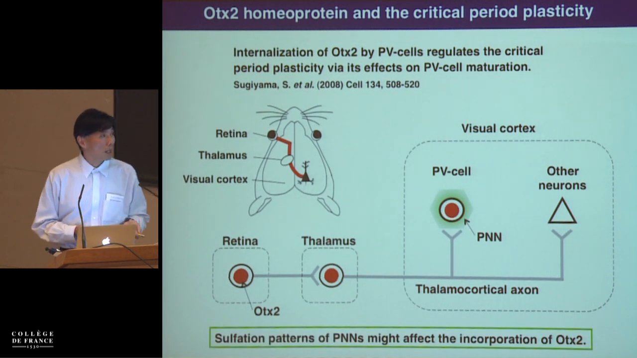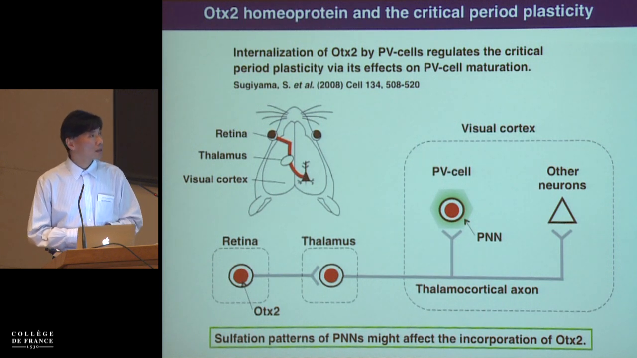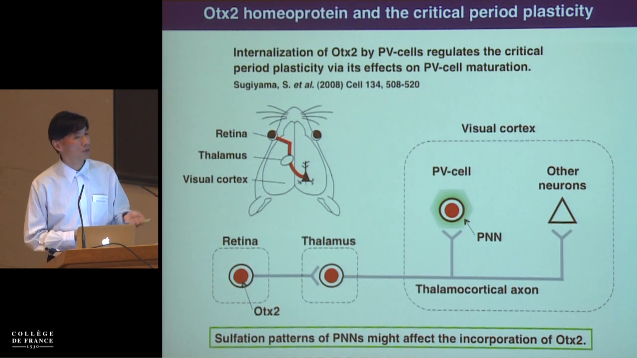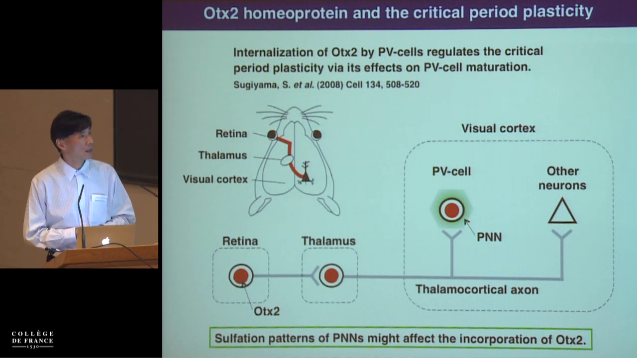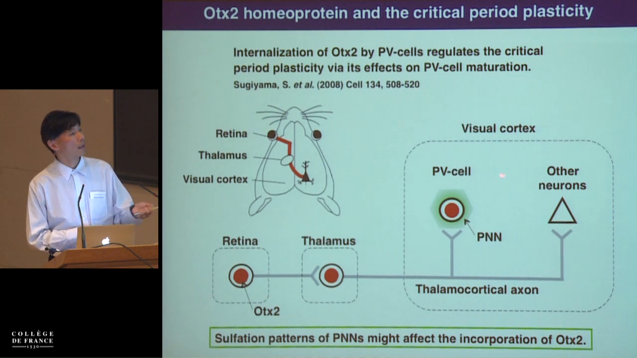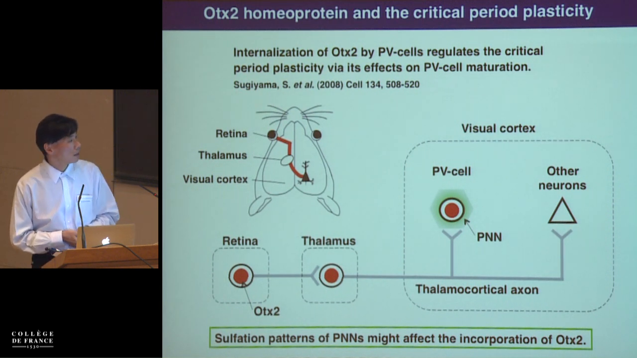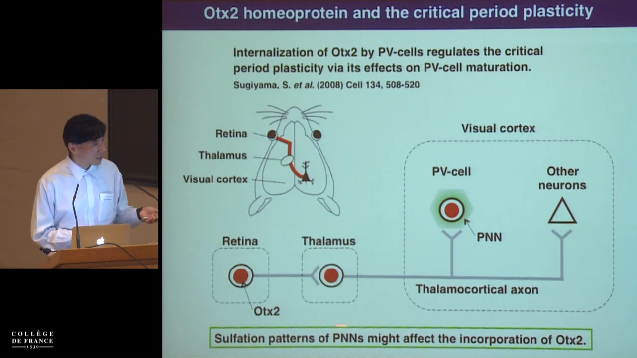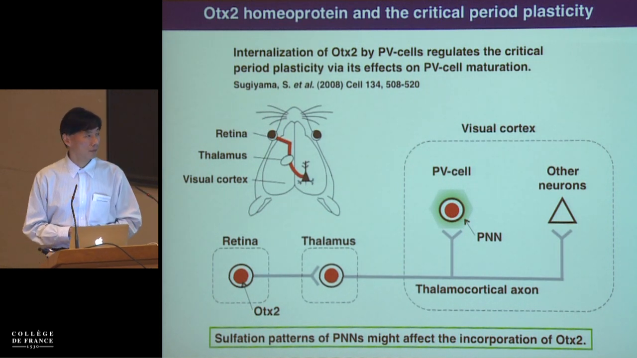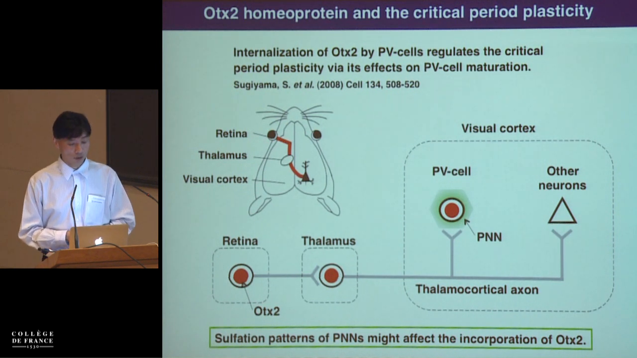However, how OTX2 is selectively accumulated in PB cells? Because most PB cells were surrounded by perineuronal nets, we thought that the sulfation pattern of perineuronal nets might affect the incorporation of OTX2.